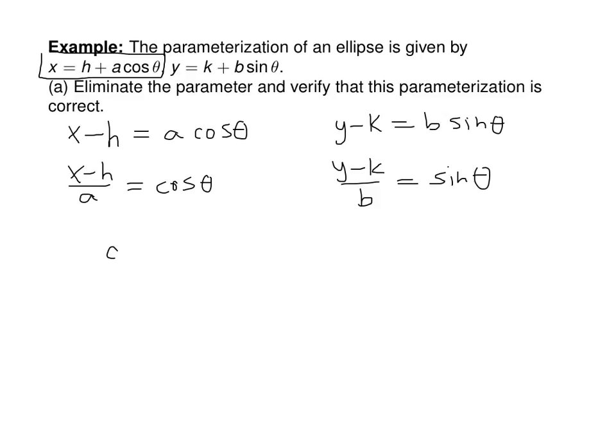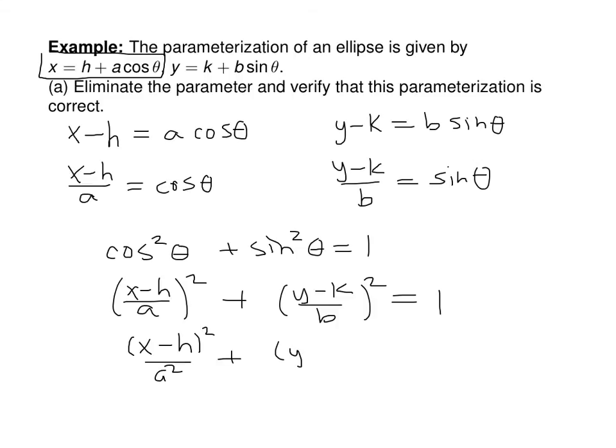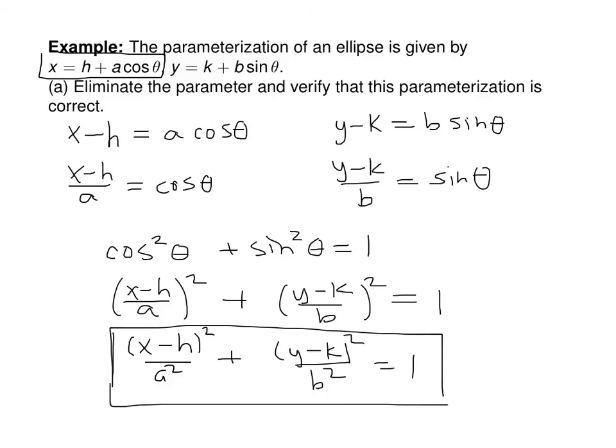And you know that cosine squared theta plus sine squared theta equals 1. At least you should know that. If you don't know that, shame. And in for cosine goes x minus h over a, so x minus h over a, the quantity squared, plus y minus k over b, the quantity squared, equals 1, which you can simplify to x minus h squared over a squared, plus y minus k squared over b squared equals 1, which, if you recall, is the equation for an ellipse.